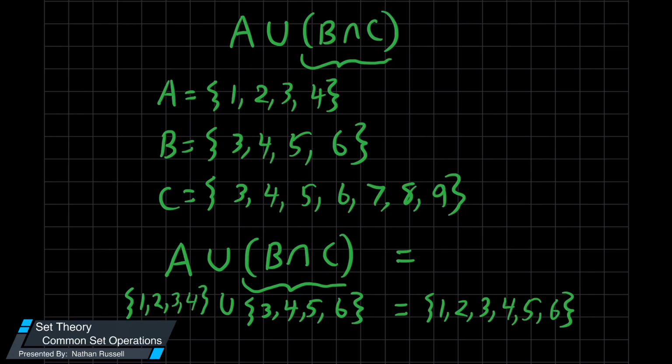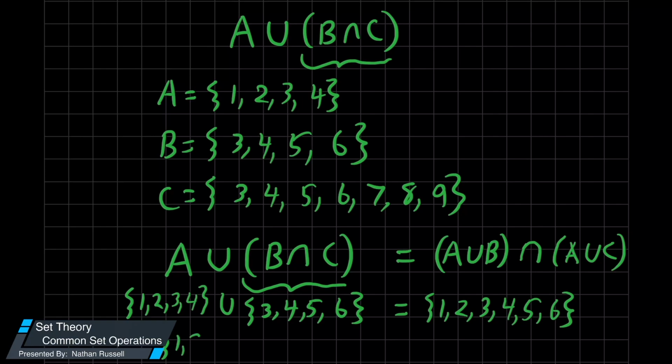But what we would find out is that this would be identical if we were to take (A union B), and maybe we'll put parentheses just to make sure we're very clear about this, and we would say intersect (A union C).